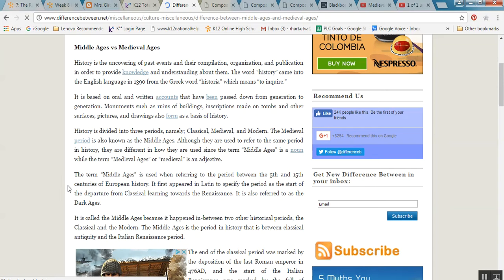It first appeared in Latin to specify the period as the start of the departure from classical learning towards the Renaissance. It is also referred to as the Dark Ages. It is called the Middle Ages because it happened in between two other historical periods, the classical and the modern. The Middle Ages is the period in history that is between classical antiquity and the Italian Renaissance period.